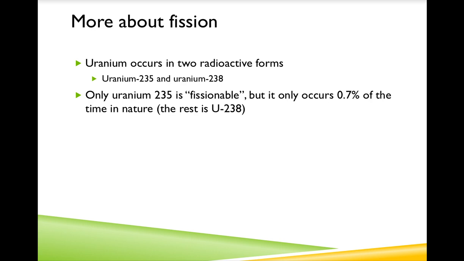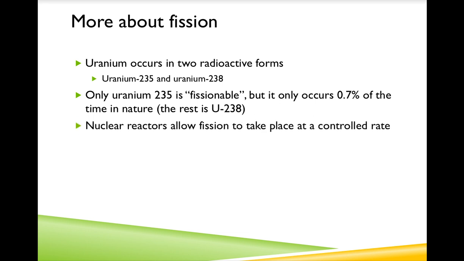Now, the drawback is that uranium-235 only occurs 0.7% of the time in nature. So 99.3% of the uranium we find in nature is uranium-238. So we have to go through this process called enrichment to increase the concentration of uranium-235 in the sample so that we can actually use it for nuclear fission.